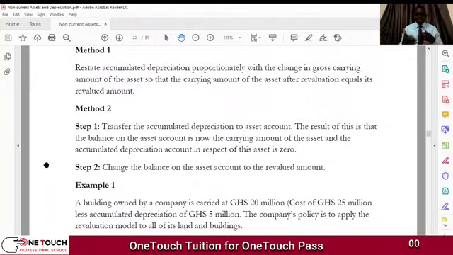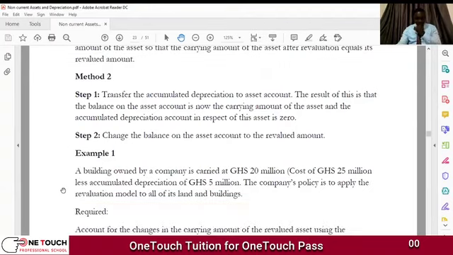So when an asset is revalued, we transfer the accumulated depreciation to the asset account. The result of this is that the balance of the asset account is now the carrying amount of the asset, and the accumulated depreciation in respect of this asset is nullified, or 0. Step two is that we change the balance on the asset account to the revalued amount. Good. So let's look at example one.